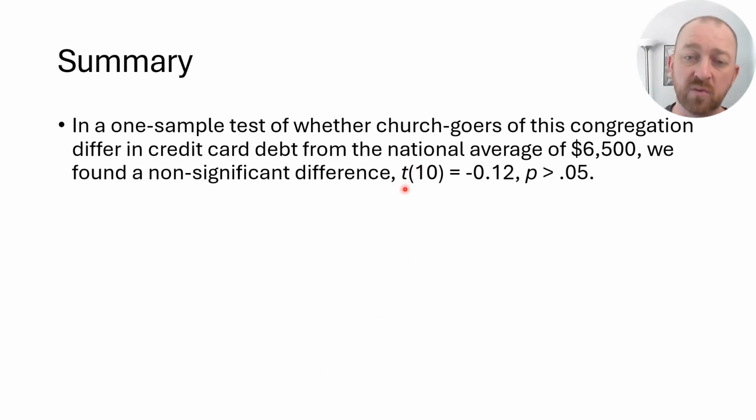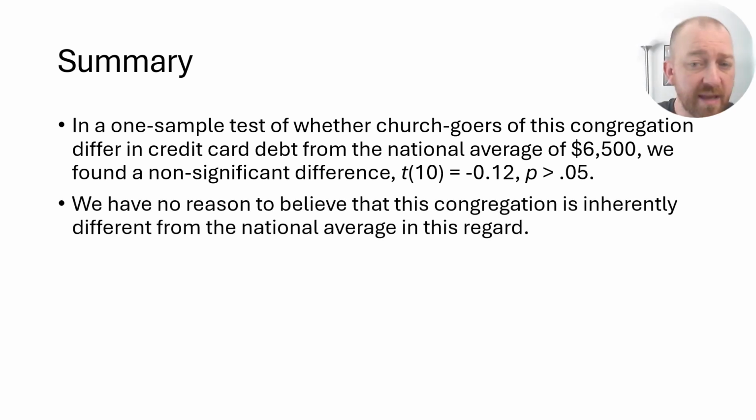The t-value with 10 degrees of freedom was negative 0.12, and the probability of committing a type 1 error by rejecting the null hypothesis is greater than 5%. Therefore, we do not reject the null hypothesis because that would be too high of a risk, is essentially what that's saying. Now, we don't really have any reason to believe that this congregation is different from the national average, as I said, because we did not find statistical significance.